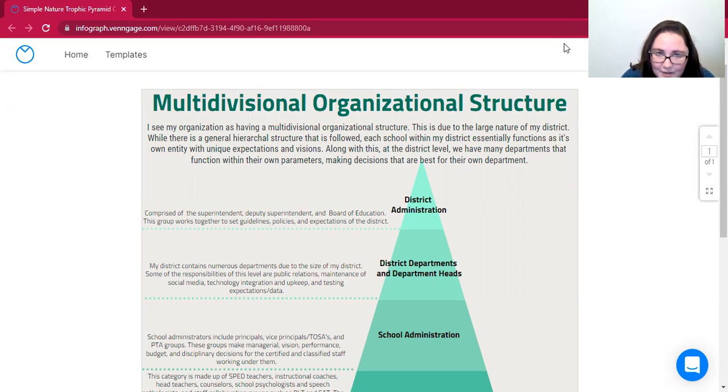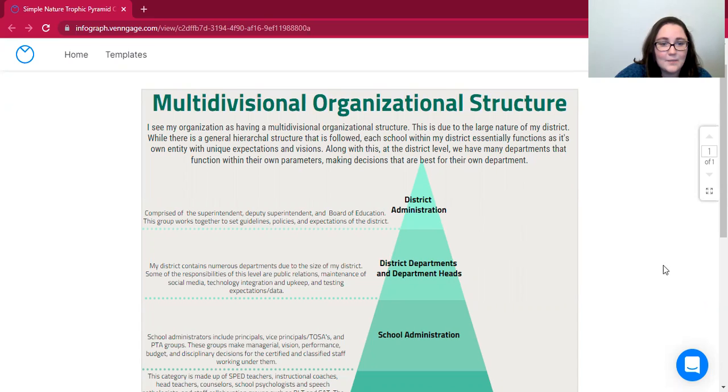So here's how I kind of broke up the hierarchical structure. First, at the top being the district administration. This is mostly the superintendent, deputy superintendent, and board of education. And this group works together to set the guidelines, policies, and expectations of the district.